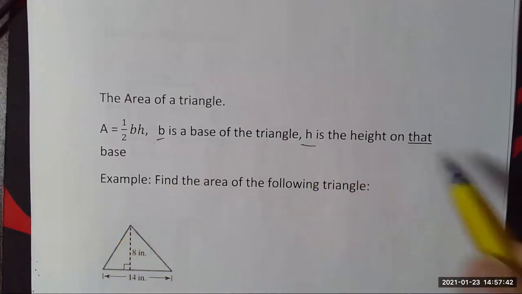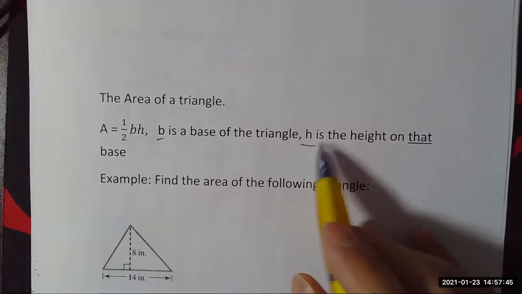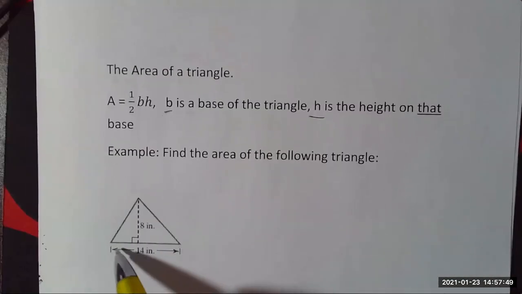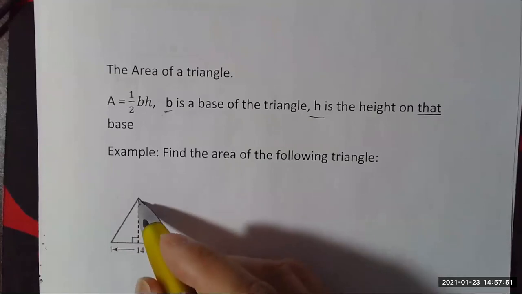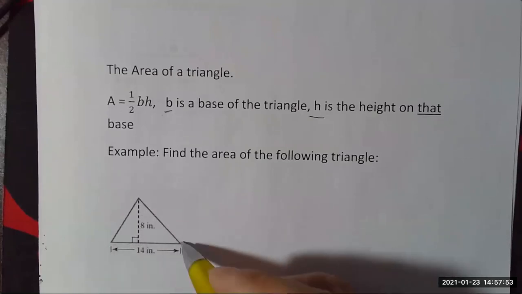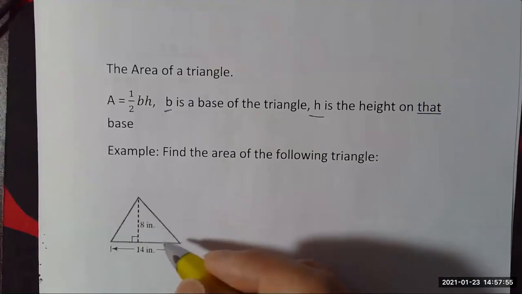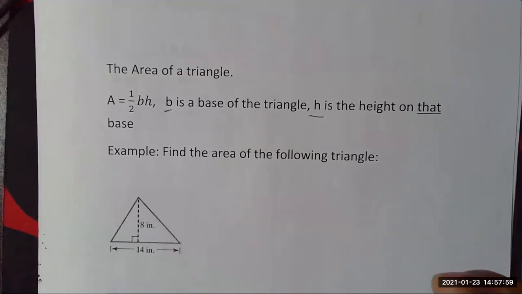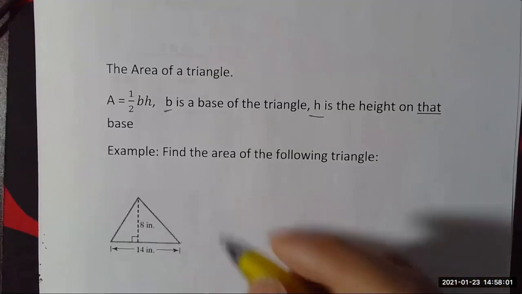And these two have to be perpendicular. That means the height has to be perpendicular to that base. For example, if you use this side as a base, the height has to be perpendicular to this base. Otherwise, you cannot multiply them together. So they have to be perpendicular. I want to emphasize that. Now let's do this one.